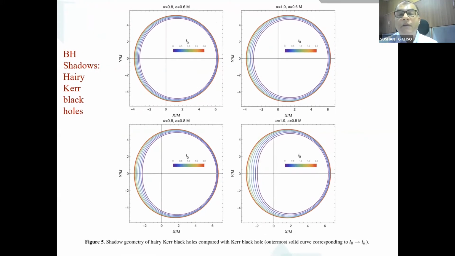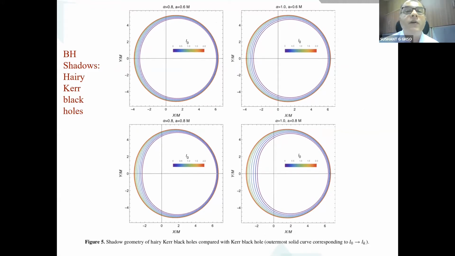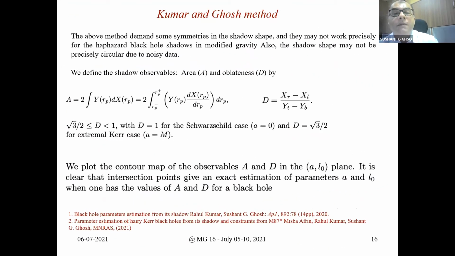And this is for the rotating case, with varying alpha and varying L0. So in the plots, for a given rotation parameter, we are varying alpha. The outermost orbit corresponds to the Kerr black hole, and therefore the Kerr black hole has a bigger shadow compared to the hairy Kerr black hole.